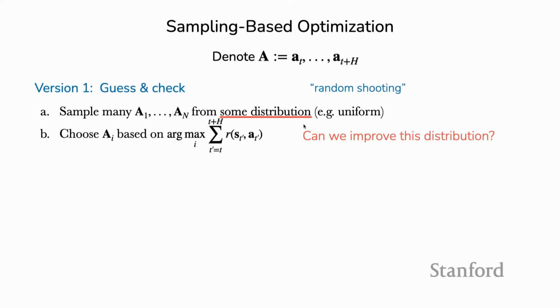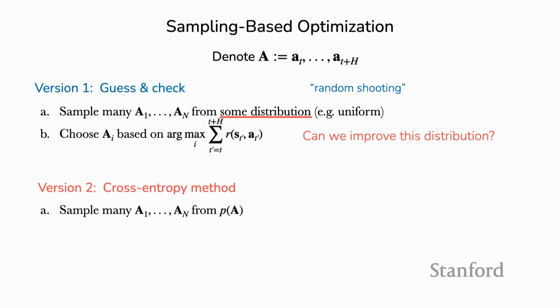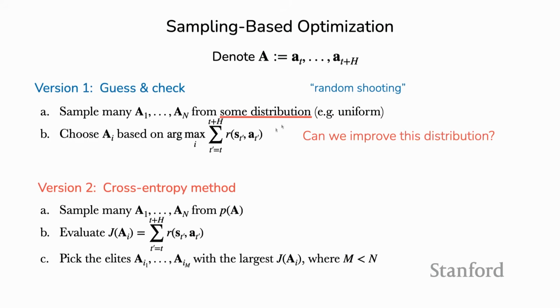Now, the downside, and the thing that's kind of unsatisfying about this first algorithm, is that this distribution may not be very good. And so what we could do is use the cross-entropy method, where we're iteratively improving that distribution. We start from some distribution, maybe a uniform distribution, evaluate, rank, and pick the best samples that have the highest rewards, and then refit a new distribution to those best samples and repeat that process, where we're then going to be resampling from that better distribution, and then evaluating those samples and repeating.